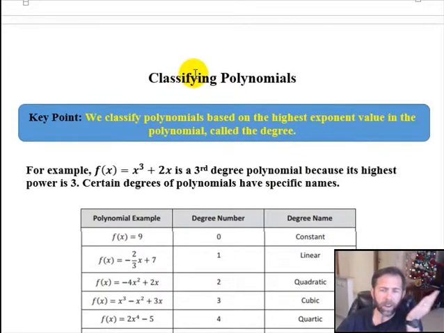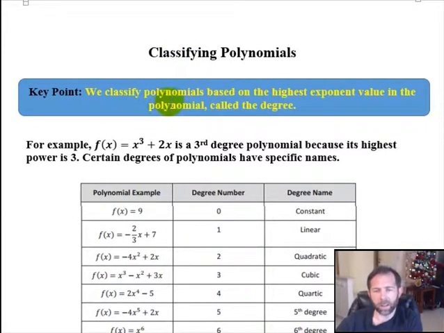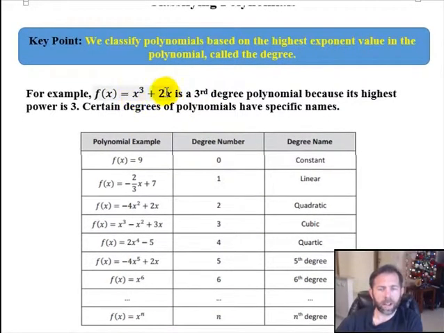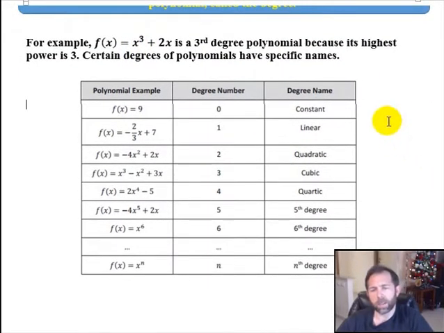All right, classifying or naming. Usually we name it based on the degree, the highest exponent in the polynomial. So x cubed plus 2x is a third degree polynomial because the highest exponent is 3. There are specific names for all of them really, but after we get to a certain number, we just say fifth or sixth degree. If the degree is 0, it's a constant polynomial. If it's 1, it's a linear polynomial, linear function. If it's 2, it's quadratic. We just got done with those. If it's third degree, it's cubic, fourth is quartic, fifth is quintic, but you can just say fifth degree, sixth degree, all the way up to nth degree.